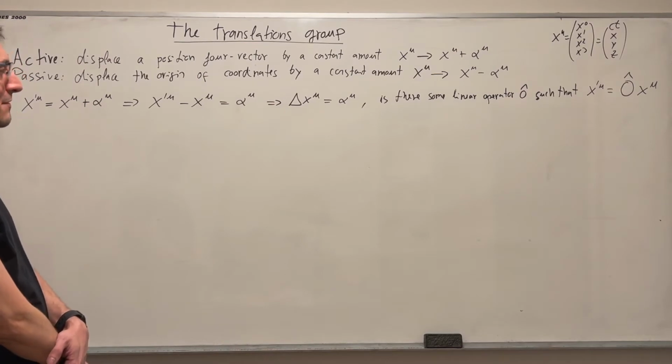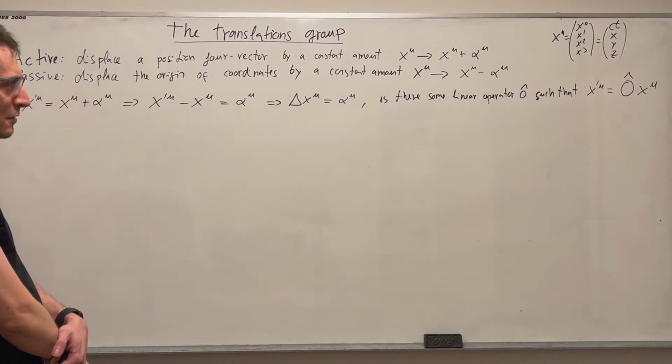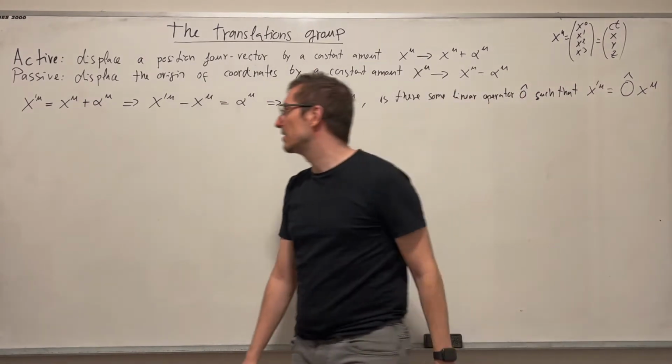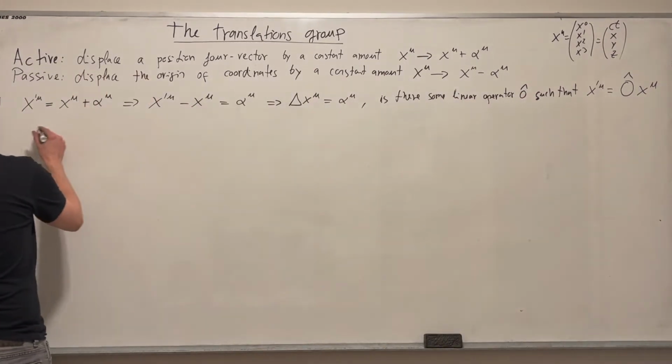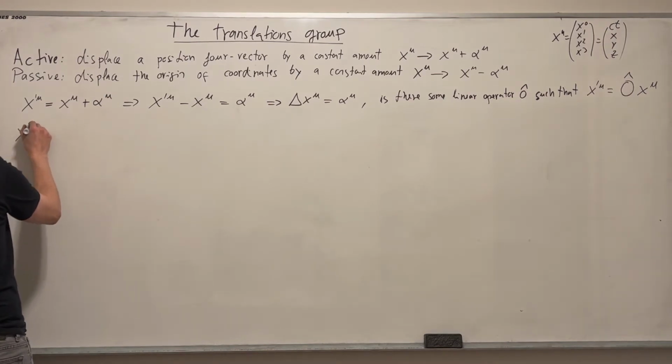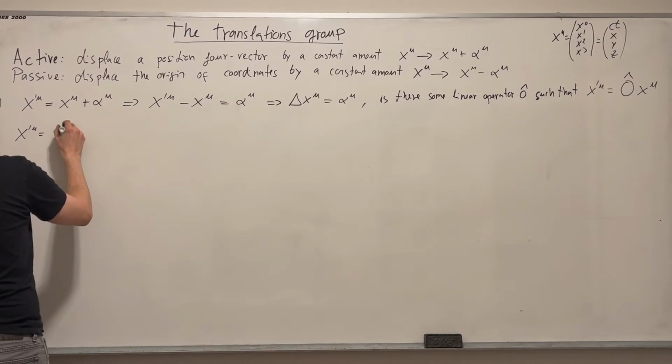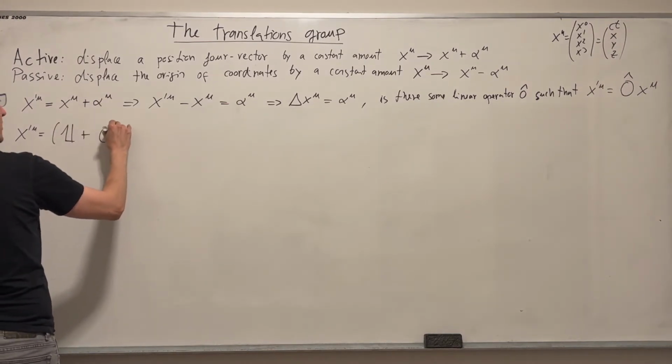How are we going to find it? Well, the first thing that I can do is actually write this in power series, in a power expansion. So imagine that I say, oh, I can write the O like this. So x prime mu is going to be equal to, I expand this thing, and it's going to be identity plus the first order term.